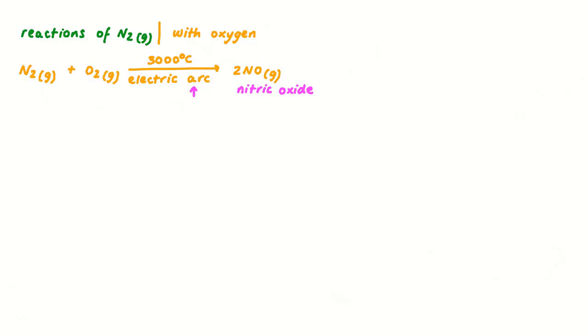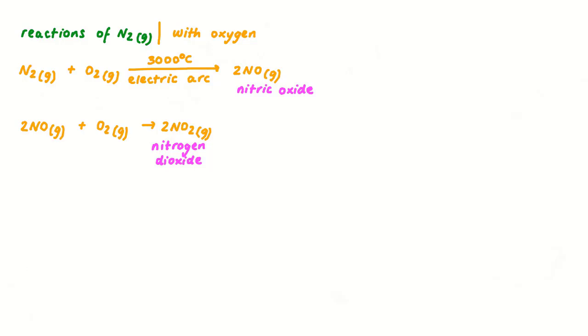An electric arc is like an electric spark, but tends to last for a longer period of time. An example of an electric arc found in nature is lightning. The product, nitric oxide, can then react with oxygen further. The reaction of nitric oxide and oxygen produces nitrogen dioxide. There are lots of different oxides of nitrogen, but nitric oxide and nitrogen dioxide are the two most common.